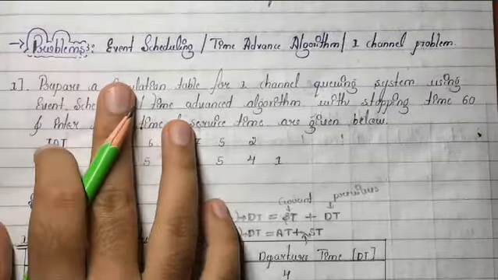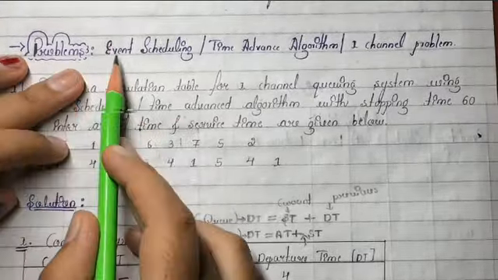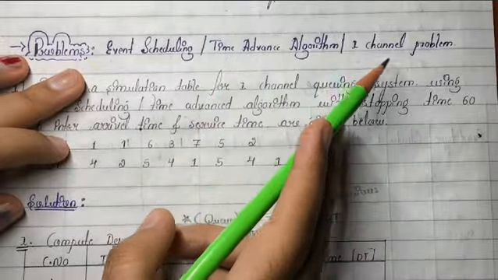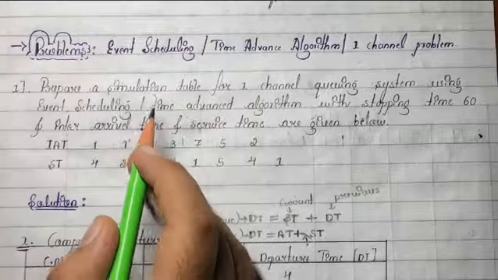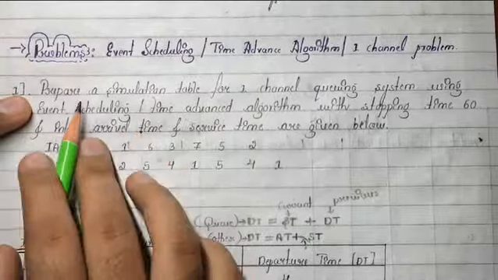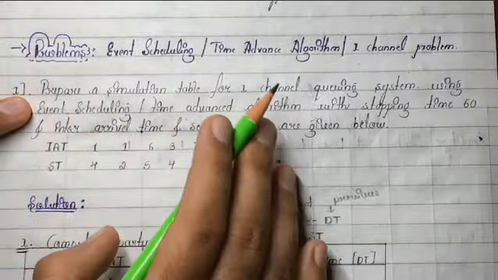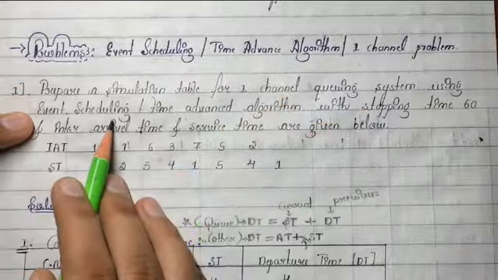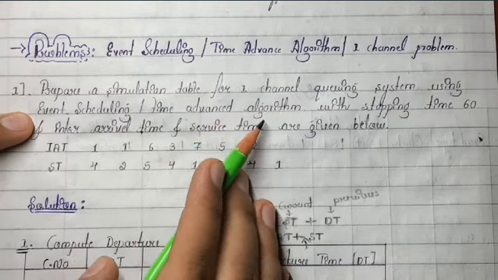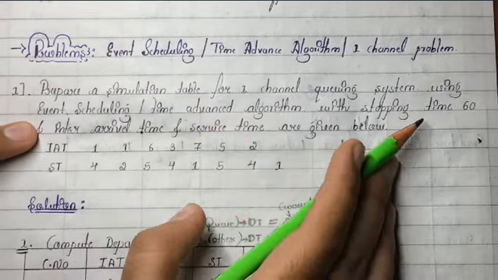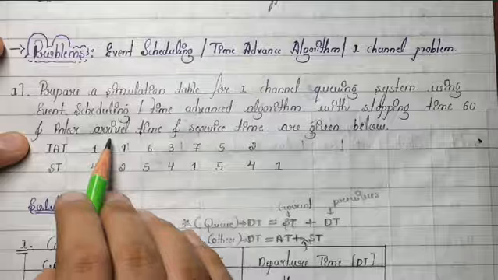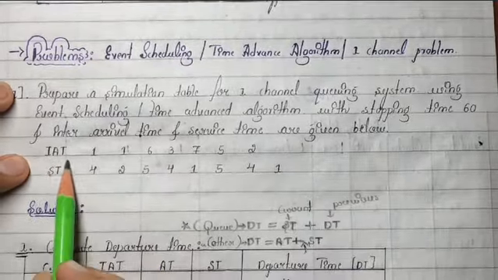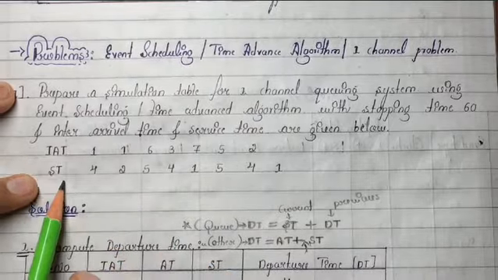Today we are solving the problem on event scheduling or time advanced algorithm, also called the one channel queuing problem. The question is: prepare a simulation table for a one channel queuing system using the event scheduling or time advanced algorithm with stopping time 60, and inter-arrival times and service times given below. Here inter-arrival time is given here and service time is given here.